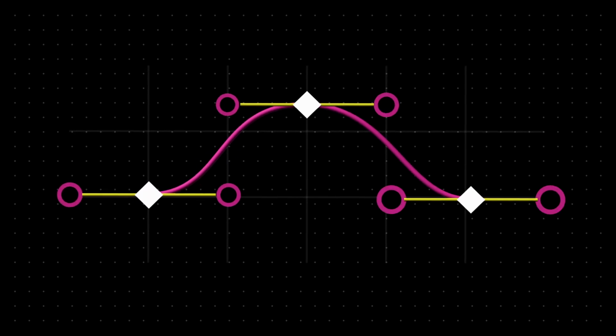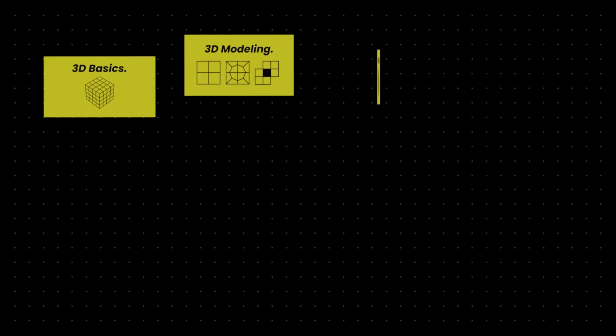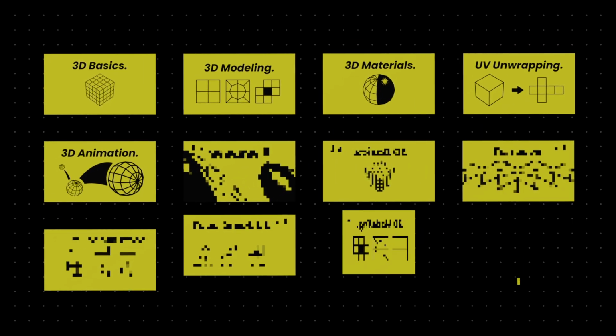How do keyframes work? Why is the graph editor so important? What's interpolation? I'm on a mission to explain every 3D concept in the simplest way possible.